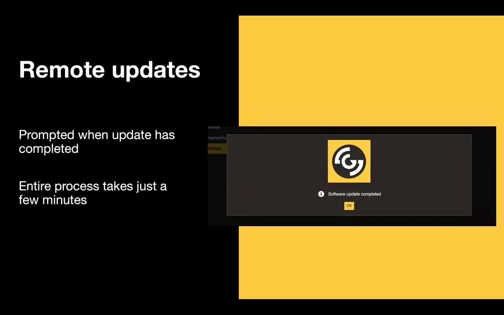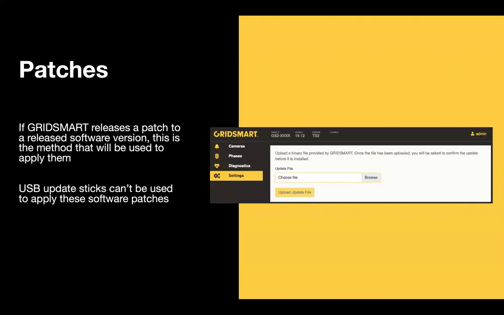Once the update is completed, you'll get a notification window that lets you know that everything's gone according to plan. You hit OK, and then you'll be prompted to log back into your device manager, log back into your processor. The entire update process takes just a few minutes to do. If we release a patch, this is the method that you have to use to apply them. USB sticks won't be used to apply software patches in the future.